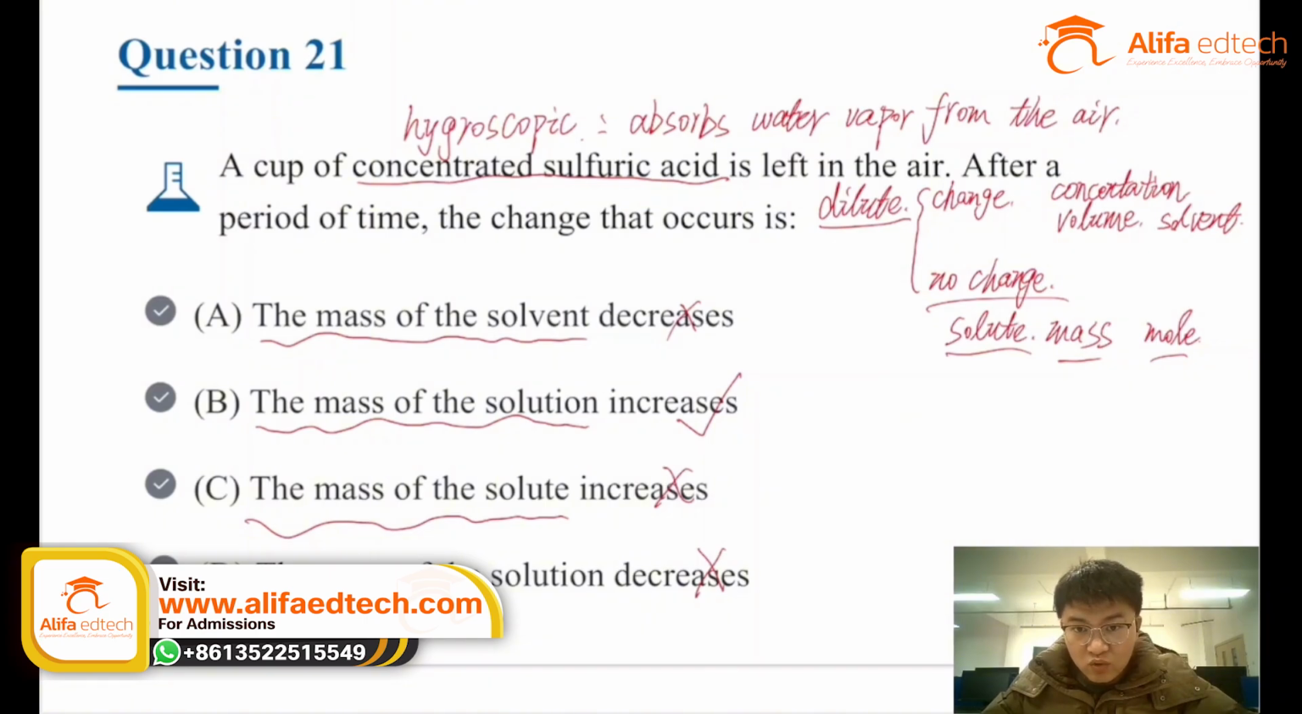So in solving this problem, we need to analyze the question. We can get from it that concentrated sulfuric acid exposed to air absorbs water vapor from the air and becomes dilute, and its mass, molar concentration, and volume change. Use this analysis to make a selection from the options below.